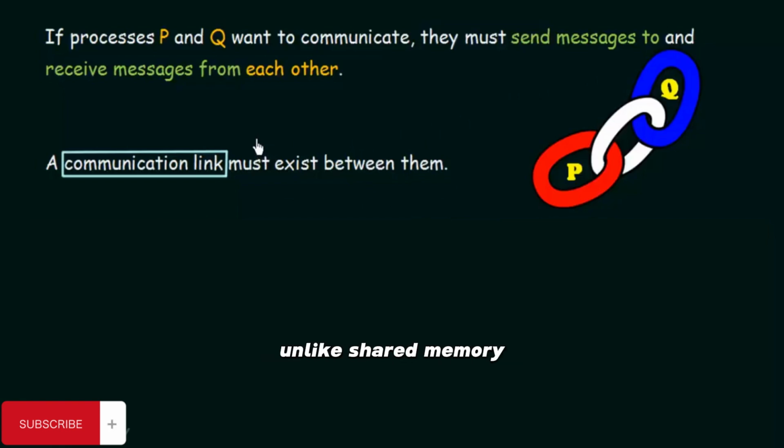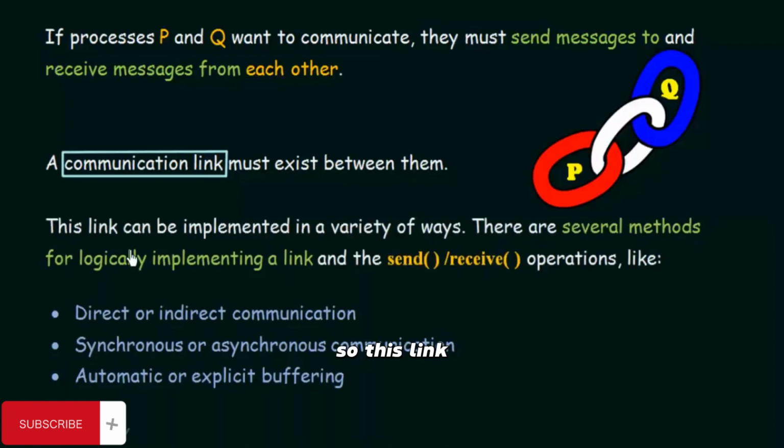So, unlike shared memory, in which the communication took place by writing into a region of shared memory and reading from the region of shared memory, in the case of a message passing system, we must have a communication link between the two processes that want to communicate. So how do we implement this communication link? This link can be implemented in a variety of ways. There are several methods for logically implementing a link and the send and receive operations, like the ones given below.